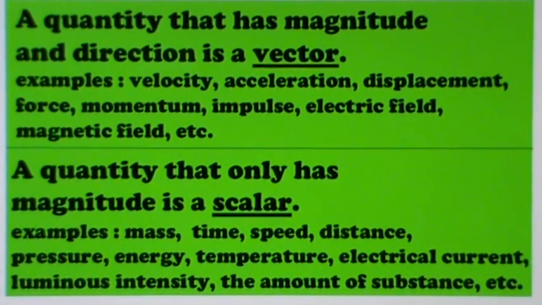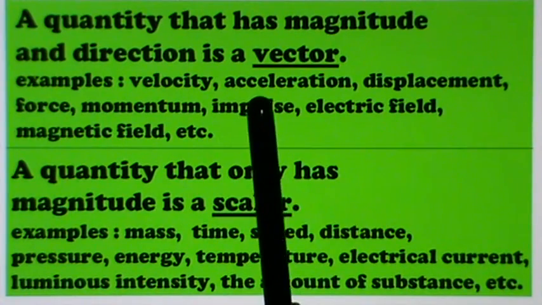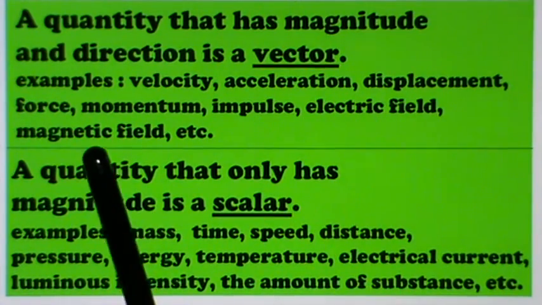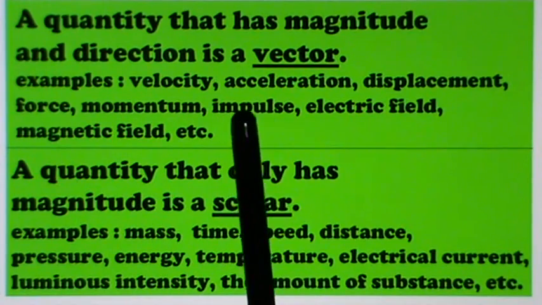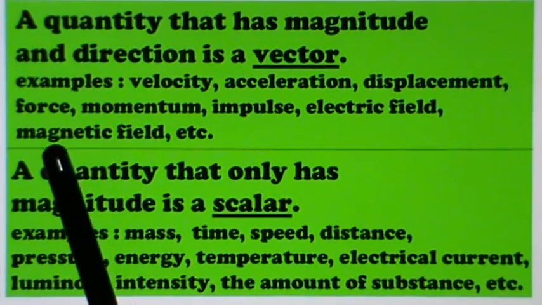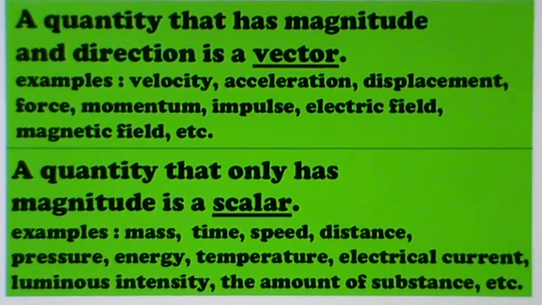Examples of vector we can see here: velocity, acceleration, displacement, force, momentum, impulse, electric field, magnetic field, etc. But scalar is a quantity that only has a magnitude. And we can see the example here: mass, time, speed, distance, pressure, energy, temperature, electrical current, luminous intensity, the amount of substance.